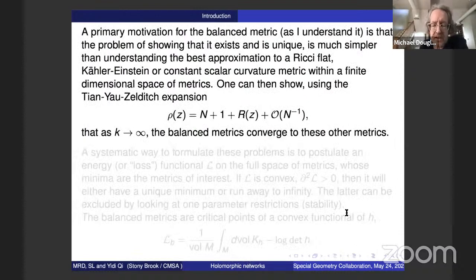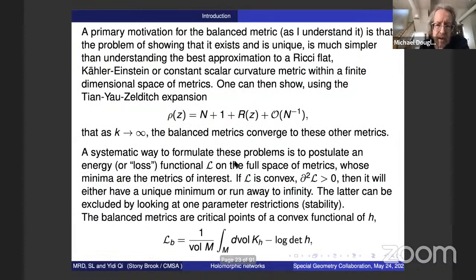The interesting point for the Kähler-Einstein application is that, given suitable conditions, as the degree becomes large, the balanced metrics converge to Ricci-flat, Kähler-Einstein, or constant scalar curvature metrics. Out of the various definitions, for most purposes, and certainly for numerical purposes, one would be happiest with a definition of your problem that extremizes an action or an energy functional. And one also can have that for the balanced metrics, this type of convex functional.